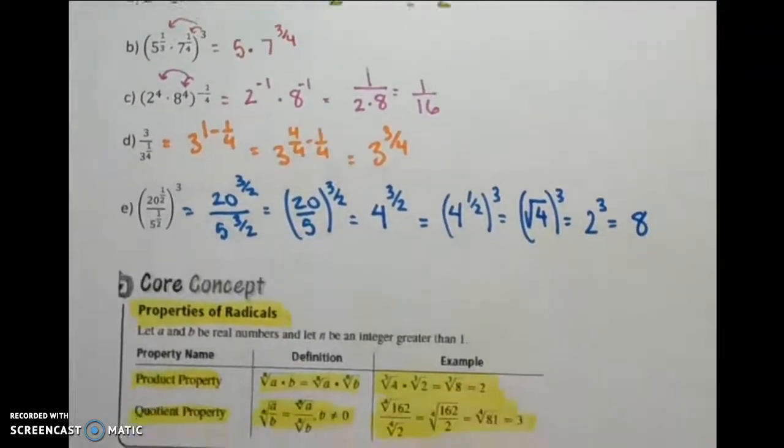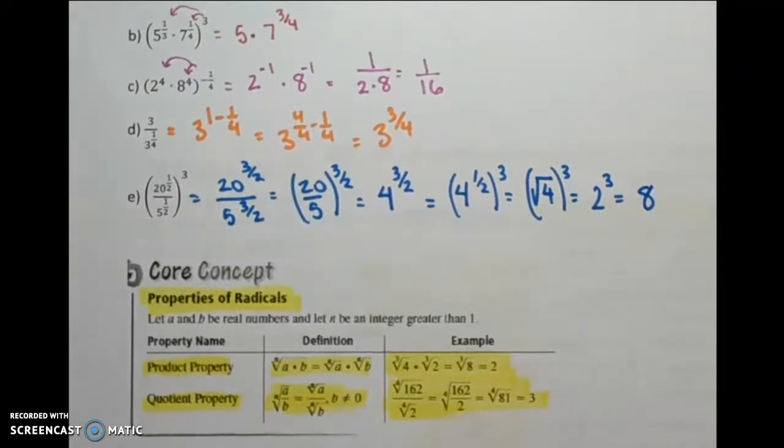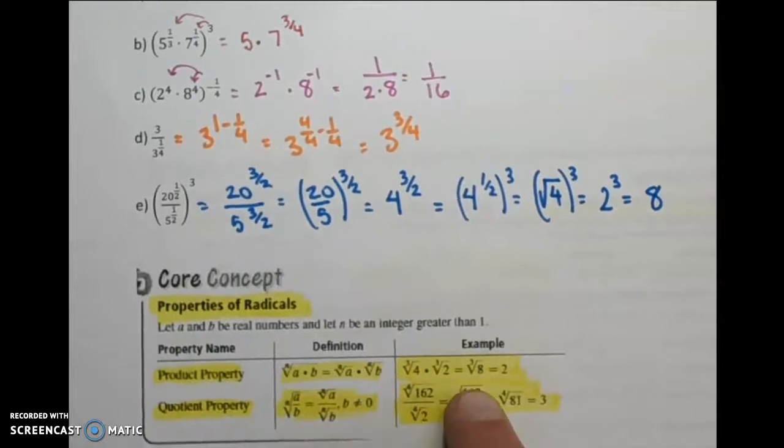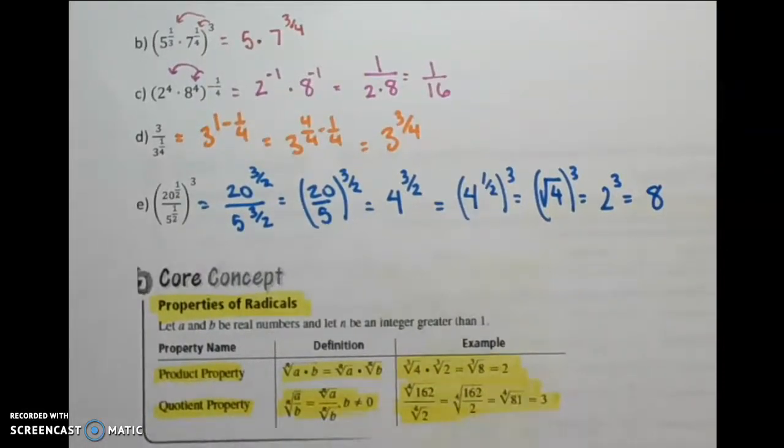So, if I scoot on down, properties of radicals. The product property is, if I have the nth root of a times b, that equals the nth root of a times the nth root of b. For example, the cube root of 4 times the cube root of 2 is equal to the cube root of 8, which would then be 2.